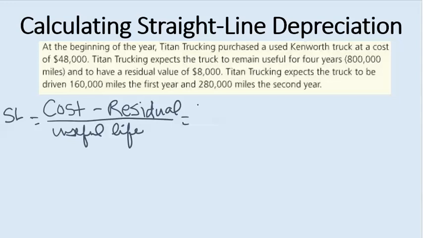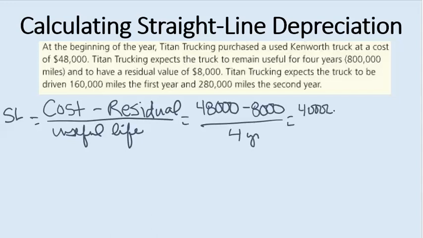Okay, so let's look here. Our cost was $48,000. The residual value was 8. That's 40,000 over the expected useful life. Now for straight line, that would be in time. So it says that was for 4 years. So that's 40,000 divided by 4. It makes $10,000 depreciation per year under straight line.